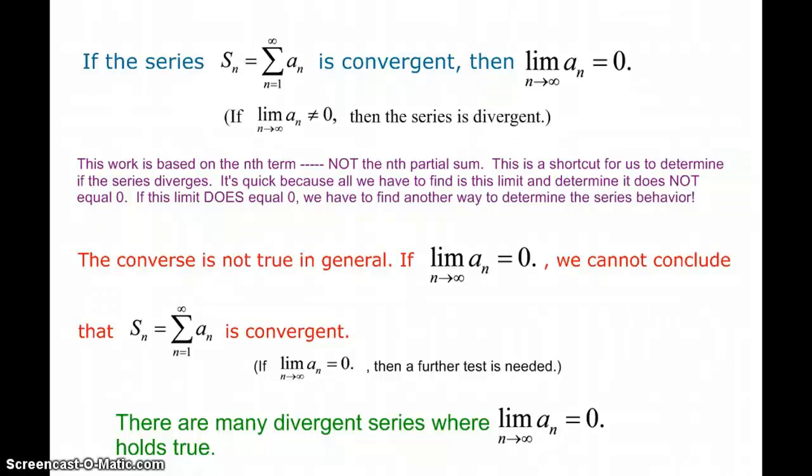So if the series S sub n, which is the infinite sum of all the terms in A sub n, some infinite sequence, if it is convergent, then there's one thing we can count on. All convergent series, when I put the nth term for the sequence in this limit, I will get 0 as a result. All convergent series share this quality.